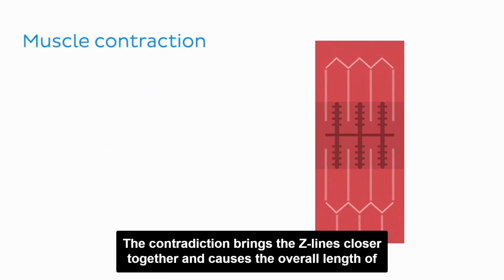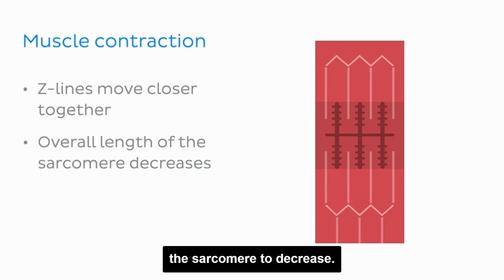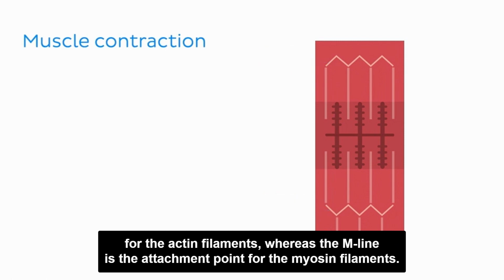The contraction brings the Z lines closer together and causes the overall length of the sarcomere to decrease. The Z discs mark the beginning and end of each sarcomere and act as an anchor point for the actin filaments, whereas the M line is the attachment point for the myosin filaments.